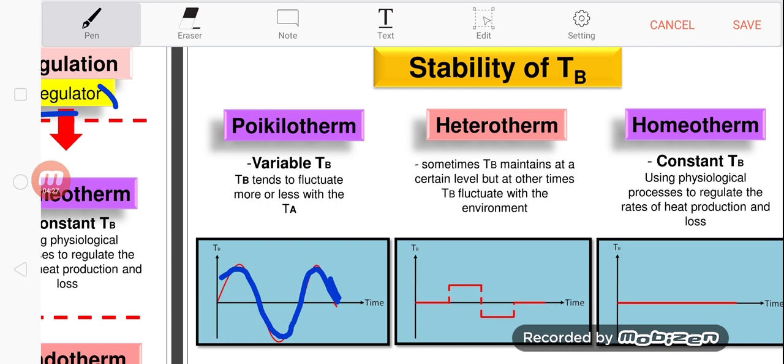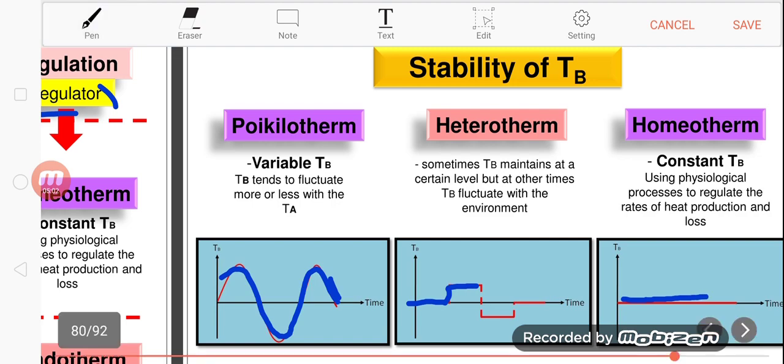Heterotherm: sometimes the body temperature is constant, sometimes it fluctuates. So over time versus body temperature here, you can see whether it is constant or slightly increasing or decreasing. This means this animal has certain body temperatures that fluctuate and certain ones that are constant. For homeotherm, from this graph you can see that versus time, the body temperature stays at the same constant level. This is how to look at this review.